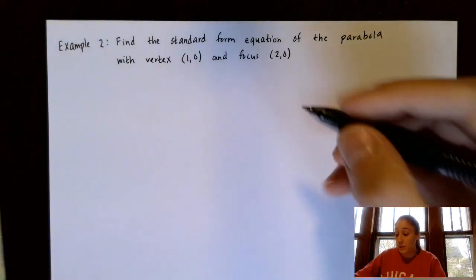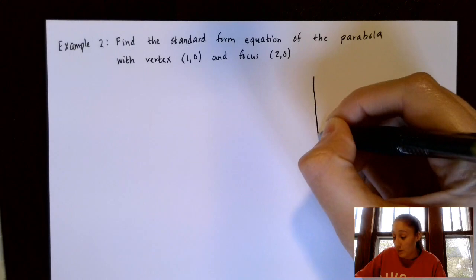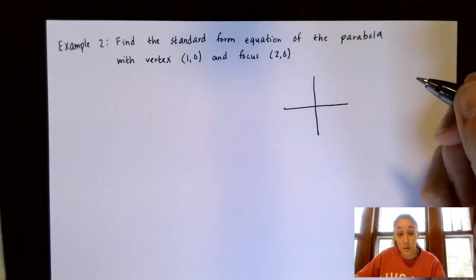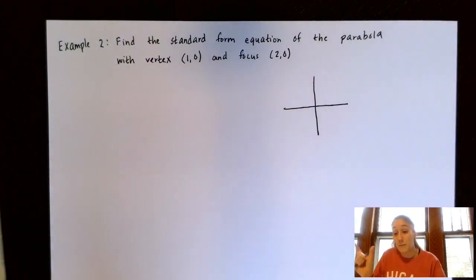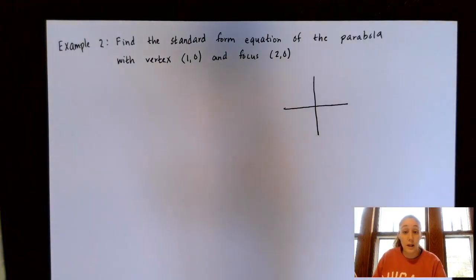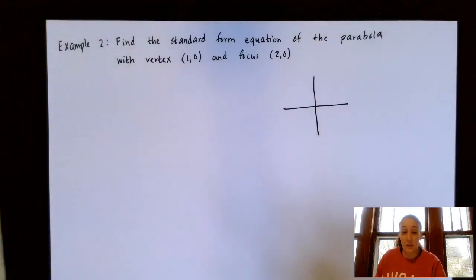If it's helpful, you can draw this out, but we need to know which version of our standard form equation of a parabola we're using. Are we using the one that makes a parabola point up and down, or are we using the one that makes a parabola point left and right? Well, let's take a look at what kind of parabola we have based on the information.